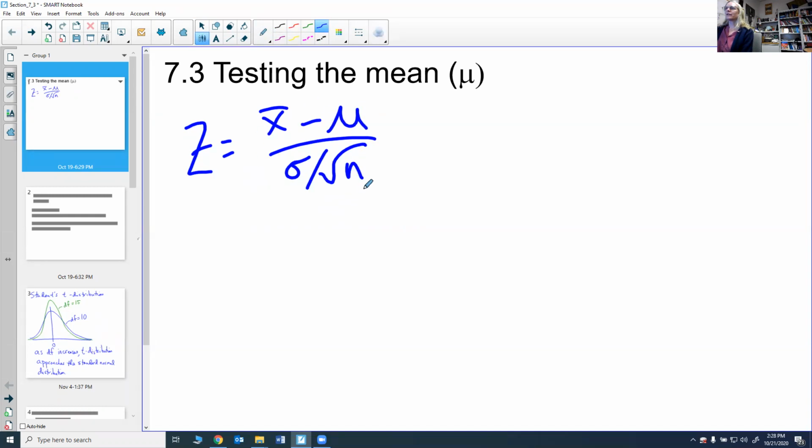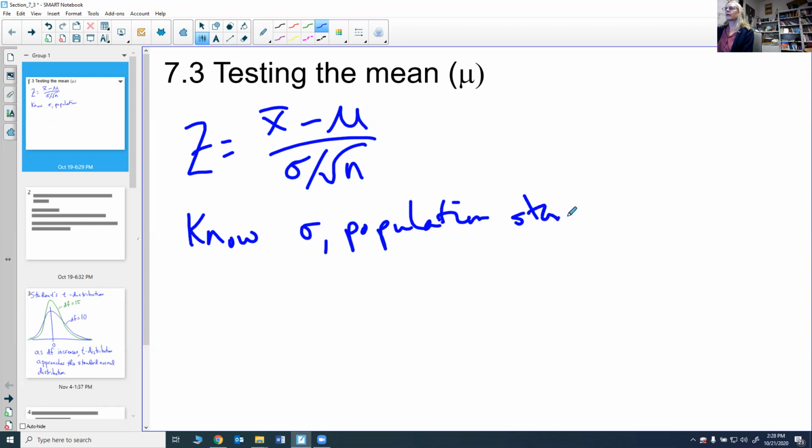And this works great if we have an idea of what this is that we're testing with, and if we know what this is. So this means we need to know sigma, the population standard deviation. What if we don't? What if we don't know what it is? If we don't know what that is, then what do we do?